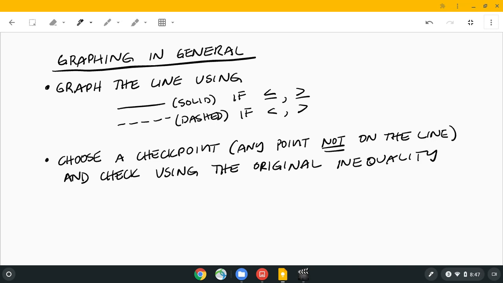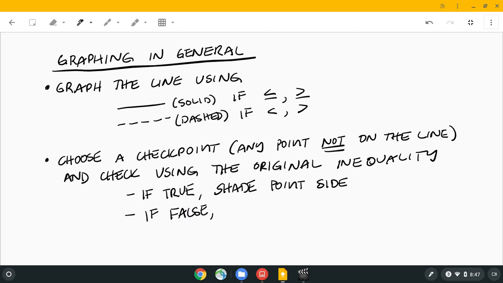Okay? And the point that you choose as your checkpoint will either work, like when you plug it in, you get a true statement, or when you plug it in, you get a false statement. So if true, you're going to shade point side, the side that your point came from. If you get false, then you're going to shade the other side.